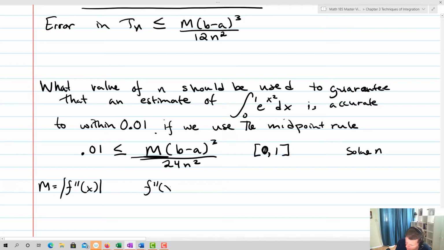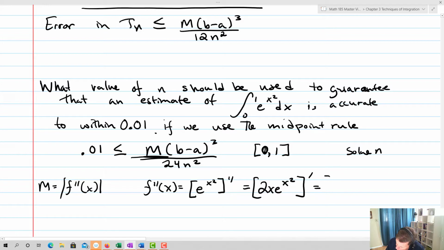f double prime of x is going to equal e to the x squared, double prime. We'll do one at a time. I'll end up with 2x e to the x squared, prime, and that will then equal 2e to the x squared plus 4x squared e to the x squared.